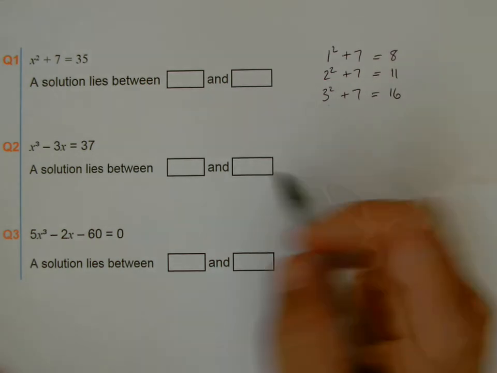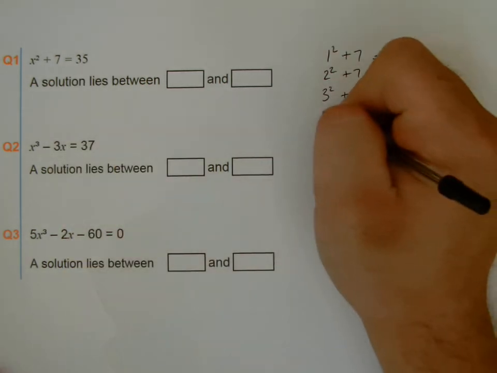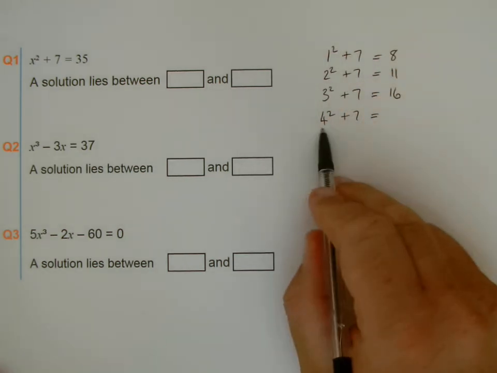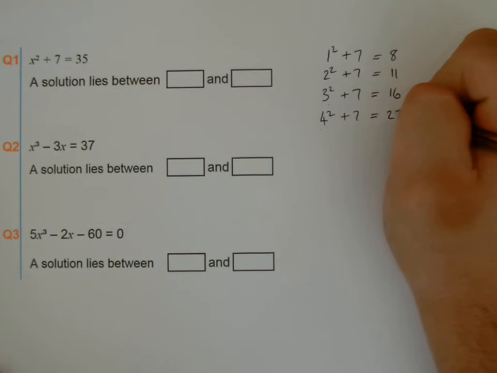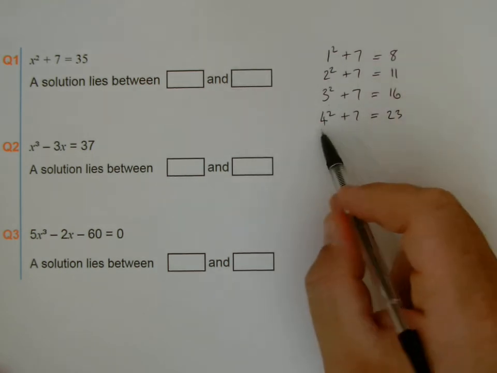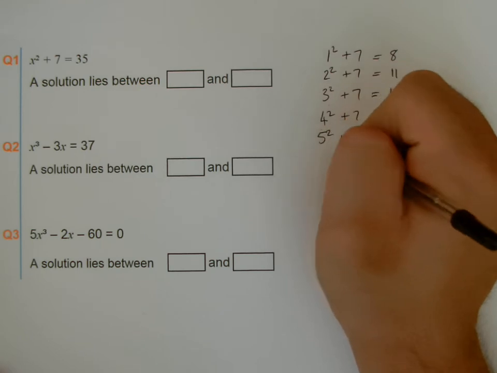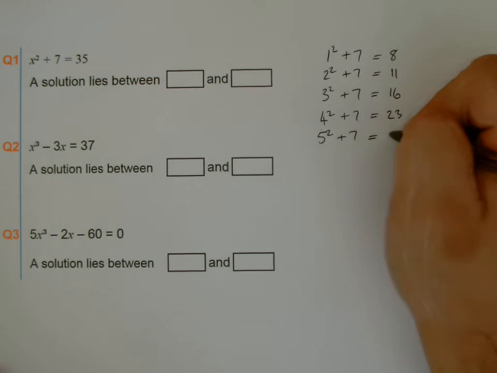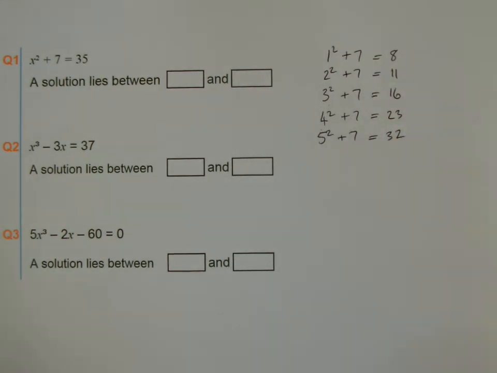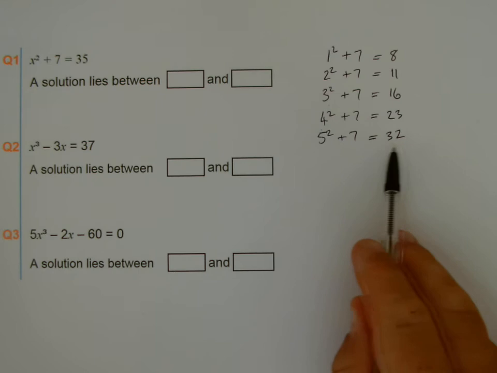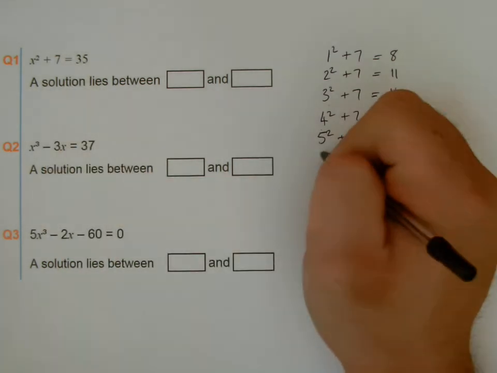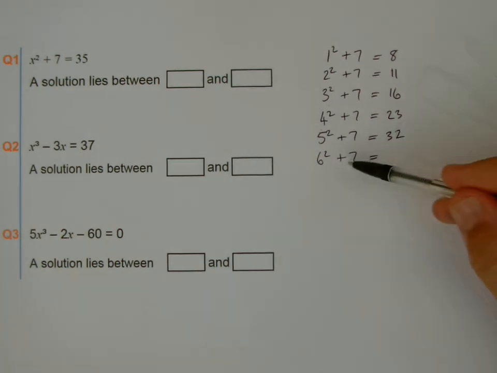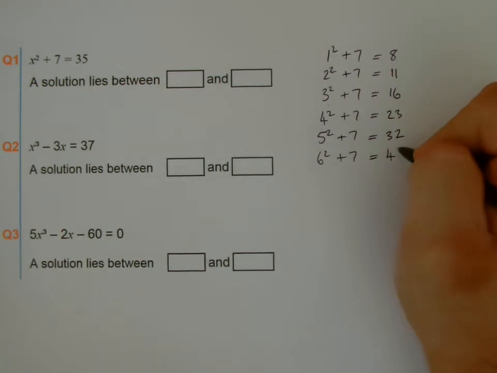Well, we're not near 35 yet. Let's just keep going. 4 squared plus 7. Well, 4 squared is 16 plus 7 is 23. Getting closer. Let's try 5. 5 squared is 25 plus 7 is 32. We're getting really close now, aren't we? Because we wanted 35. Let's try 6 then. 6 squared is 36 plus 7 is 43.